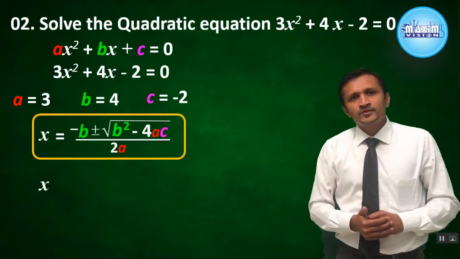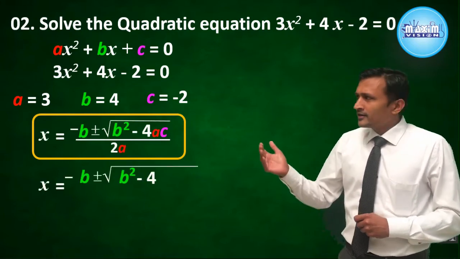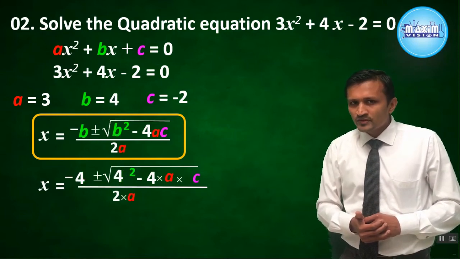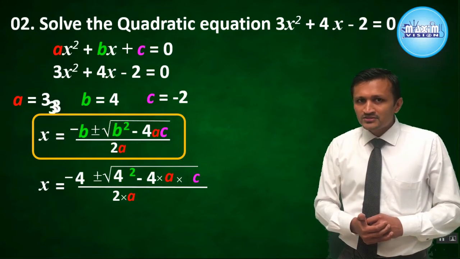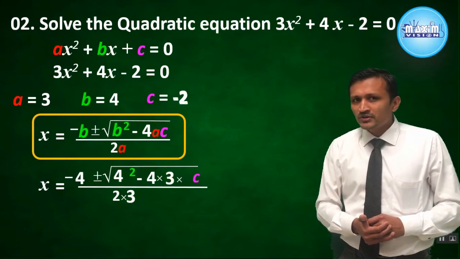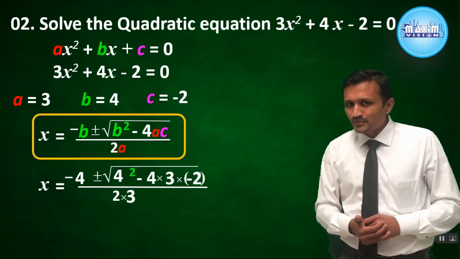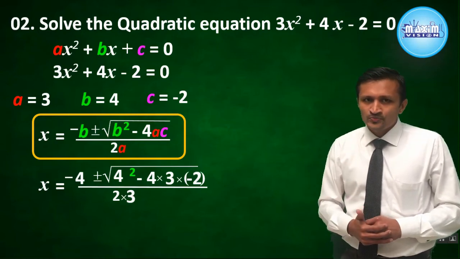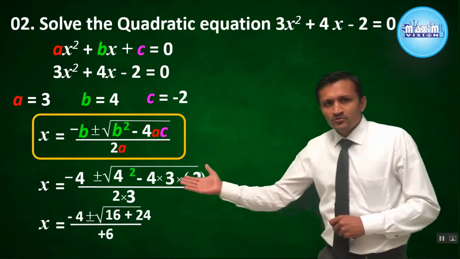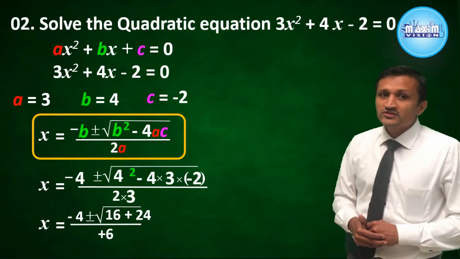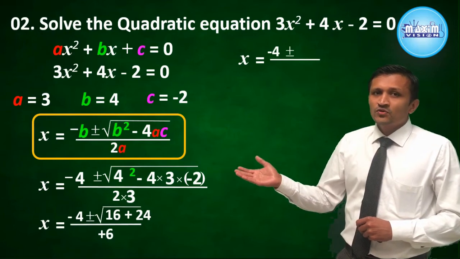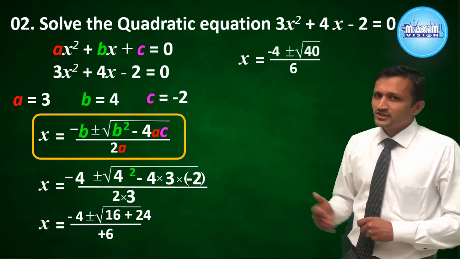Formula. Then we can give the value to b, plus 4. We can give the value to a, that is 3. There are two places where a appears. And we give the value to c, minus 2, within brackets. We should always apply the brackets when we use a negative value. Then those values can be simplified further. Within the bracket we have 16 plus 24, and minus 4 plus or minus root 40, divided by 6.